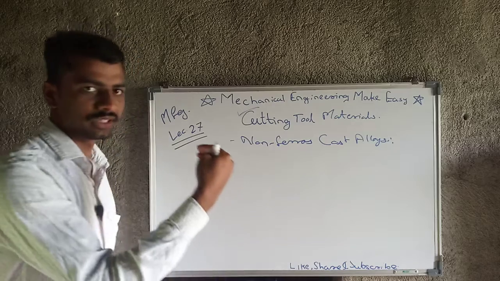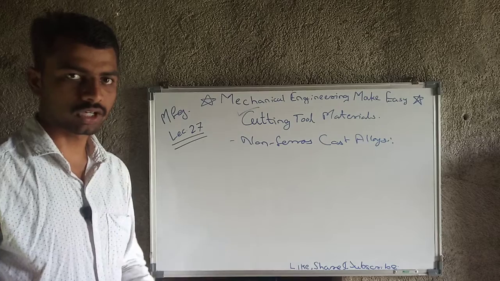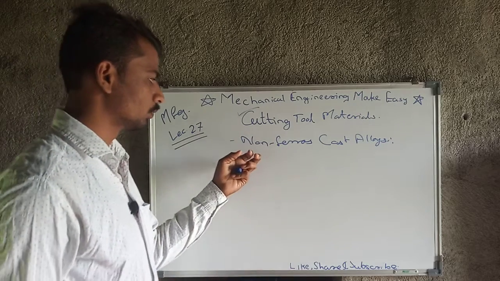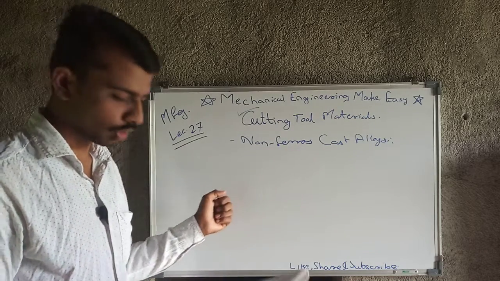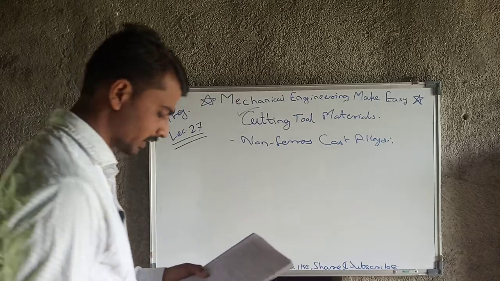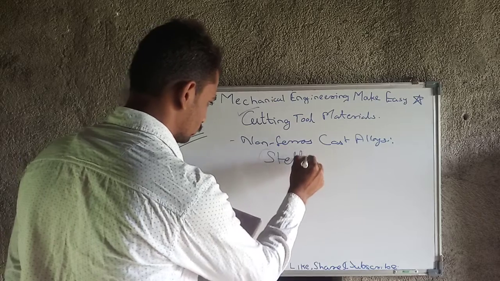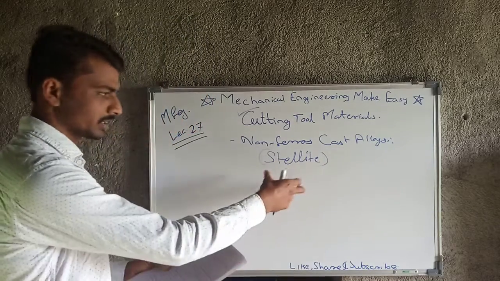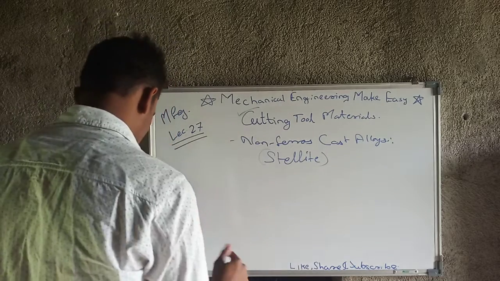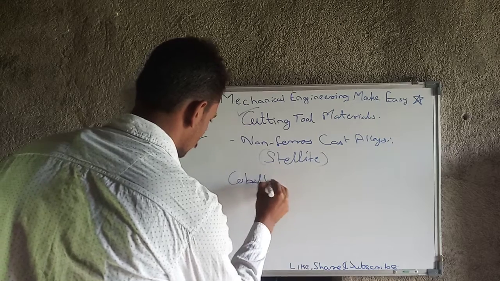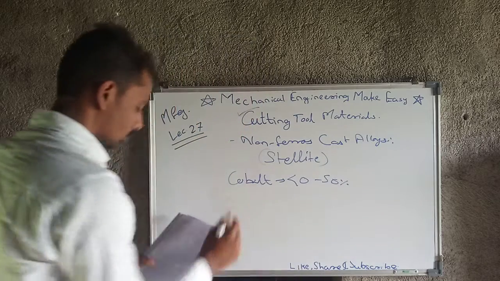Up till now we have seen that high speed steel and high carbon steel both contain iron as the major component, but here we move towards non-ferrous cast alloys. So the ferrous element will not be present, and other elements will be there. In these non-ferrous cast alloys we generally use stellite, which has constituents like cobalt 40 to 50%.